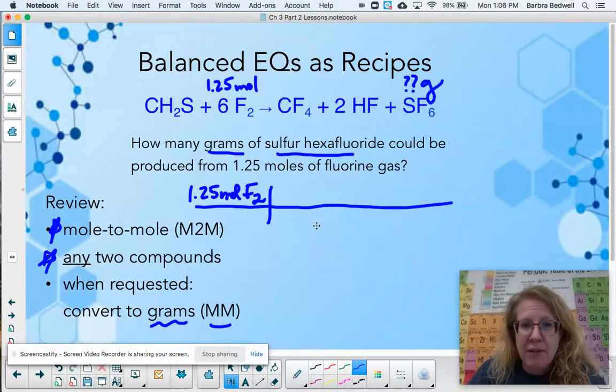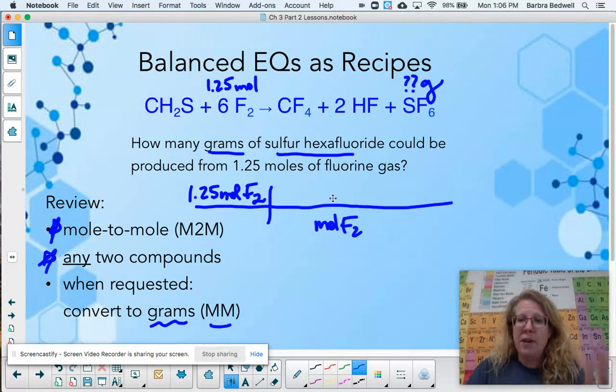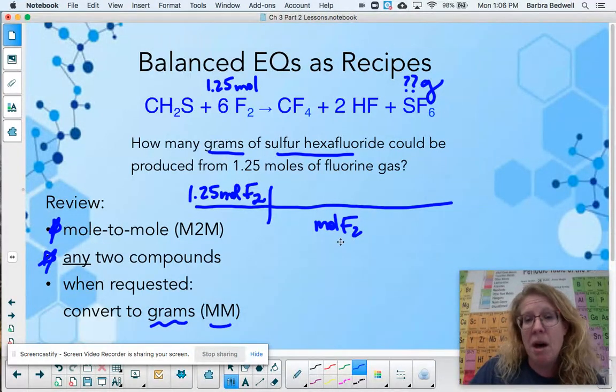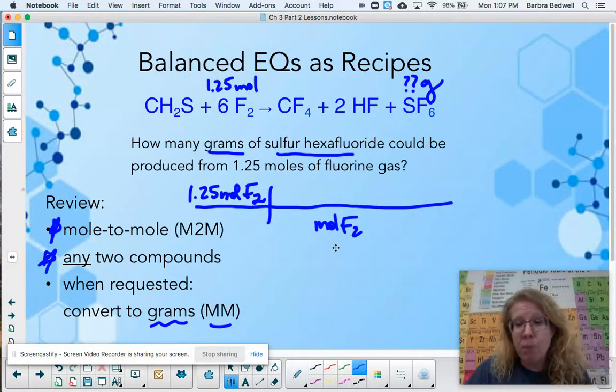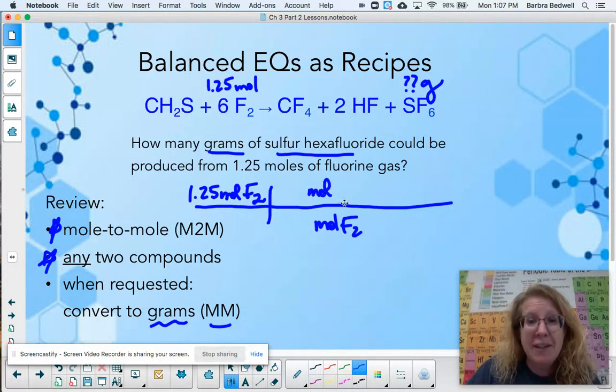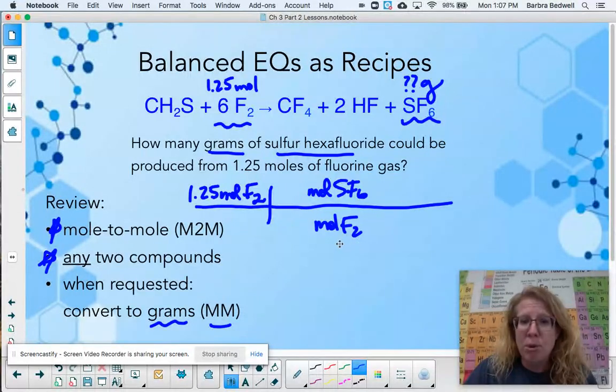So I have to cross down from moles of F2 and then convert up. Well, if I'm in moles, I can do one of two different things. I could convert to grams of the same compound, grams of F2, not what we're looking for here, or I can convert to moles of a different compound using our balanced equation. So moles of a different compound, SF6. Because that's what we're starting with here and ending with here, moles of one chemical to moles of another chemical. Again, cross down, that's your original, convert up, that's your new.